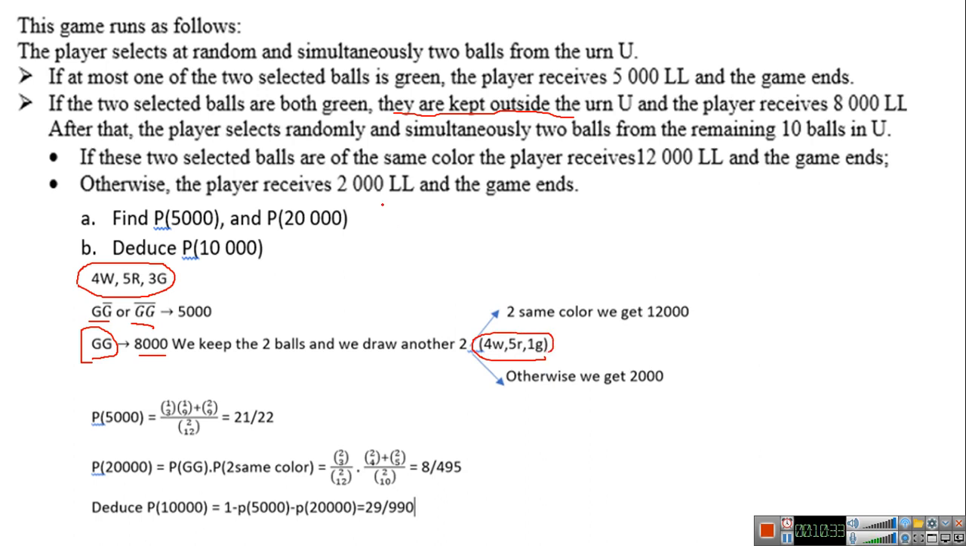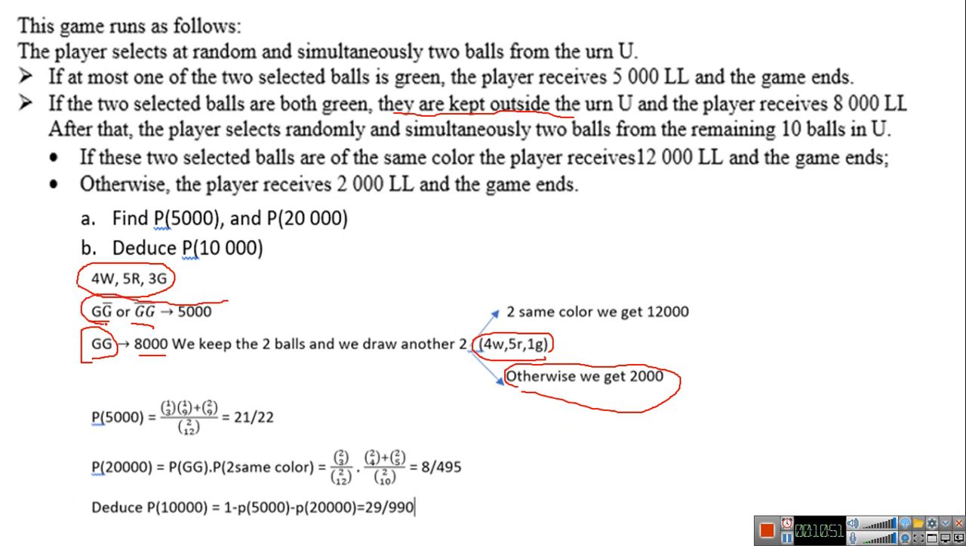If these two selected balls are of the same color, so now if I want to draw two of the same color, we get 12,000 and the game ends. Otherwise, if they are not the same color, we get 2,000 and the game ends. So the first question, what's P of 5,000?